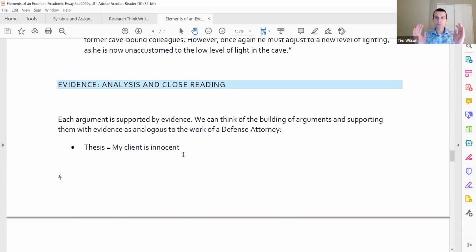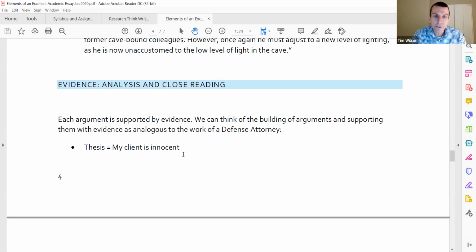So we're still talking about arguments now. Now evidence is what supports the arguments. When I think about the relationship between thesis, argument, and evidence, I like to think of it like a defense attorney, right? I think I wrote that down there. So if a defense attorney's thesis is my client is innocent, okay, it's a pretty clear thesis, right? It's specific, it's sharp, it can be argued. In fact, the person across the aisle is arguing the exact opposite case with very similar evidence and other evidence.